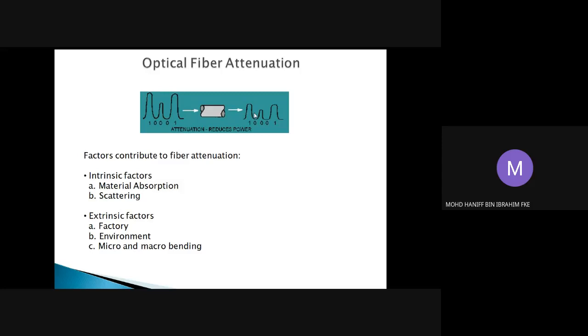Okay. All right. So out of these three factors that we discussed in the previous slide, we can further divide them into intrinsic factors and extrinsic factors. Intrinsic is something that cannot be controlled. It's happening inside the fiber optic itself, inside the structure itself. While the extrinsic is something that can be controlled. The intrinsic, for instance, is the absorption of the material.